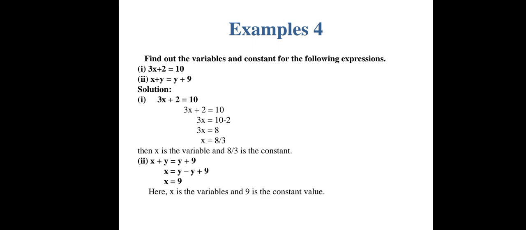Take the second equation, x + y = y + 9. This +y you just take to the right side. Plus y and minus y get cancelled. You are left with only 9. So from this equation we can say x is the variable and 9 is the constant value.